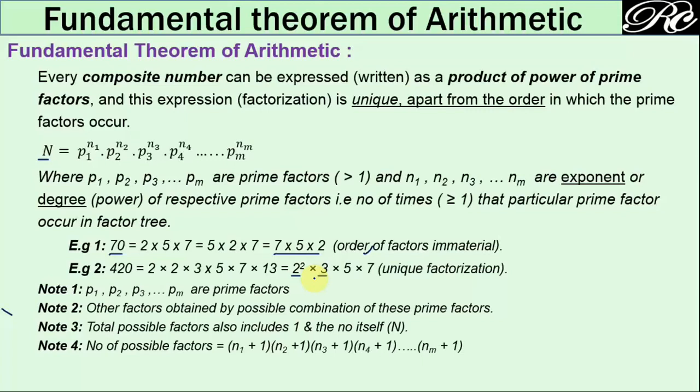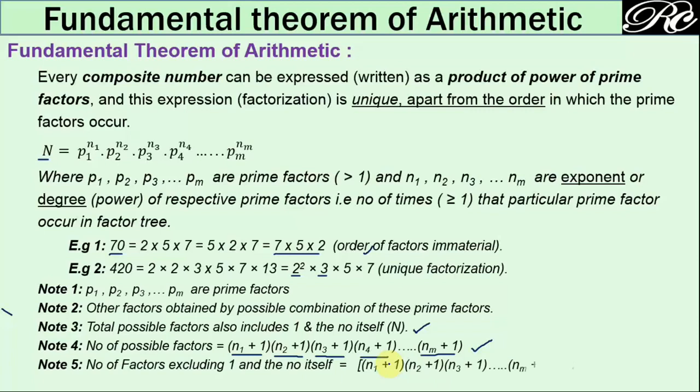So total factors include 1 and the number itself, and the total number of factors can be obtained without writing all the possible factors. Just take the exponent and increase it by 1. Do this for all the exponents and multiply them together, and you will get this. So the number of possible factors is (n1 plus 1) into (n2 plus 1) into (n3 plus 1) into (n4 plus 1) up to (nm plus 1). So this is how the number of possible factors can be calculated.